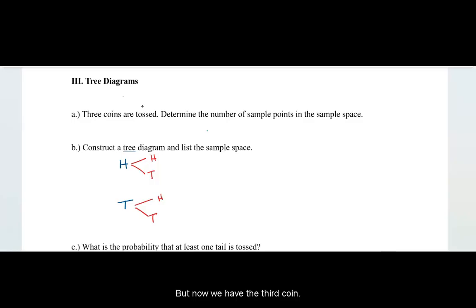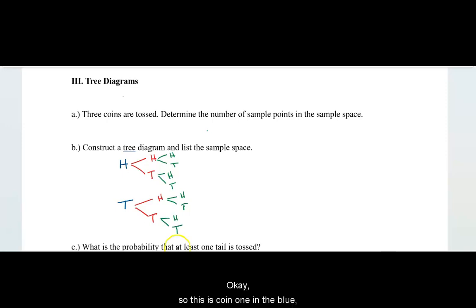But now we have the third coin. With the third coin, you still have the option of heads or tails, but notice all of these possible outcomes that already could have occurred. That means with each of these possible outcomes, I could have a heads or a tails with the third coin. Okay, so this is coin 1 in the blue, coin 2 in the red, coin 3 in the green.